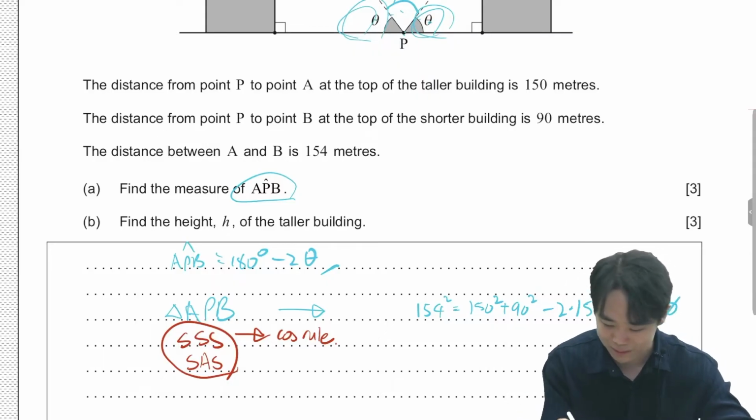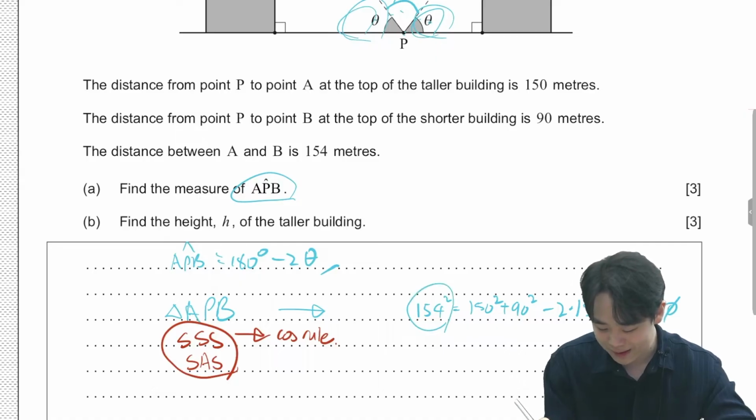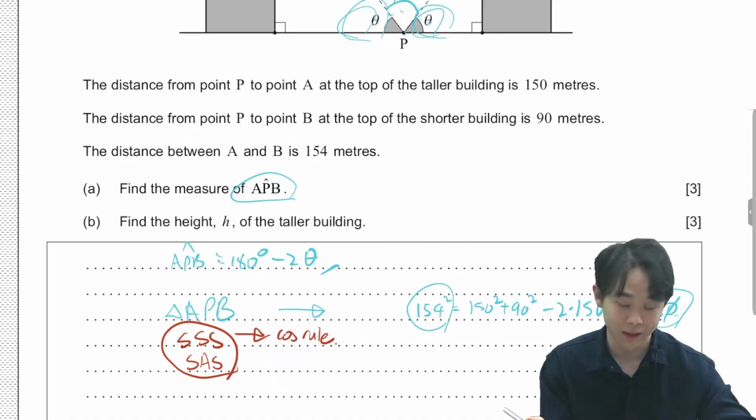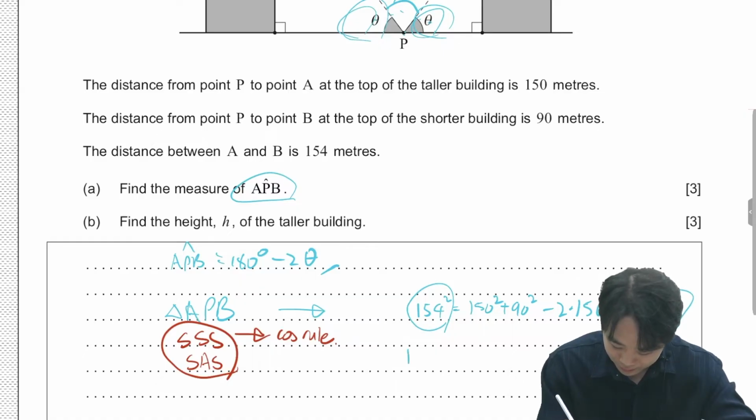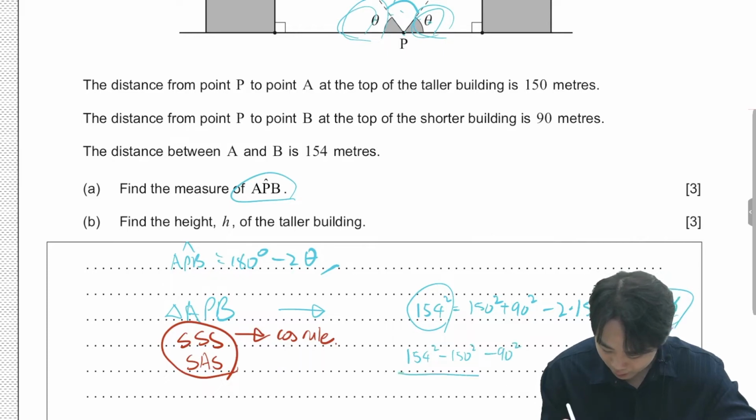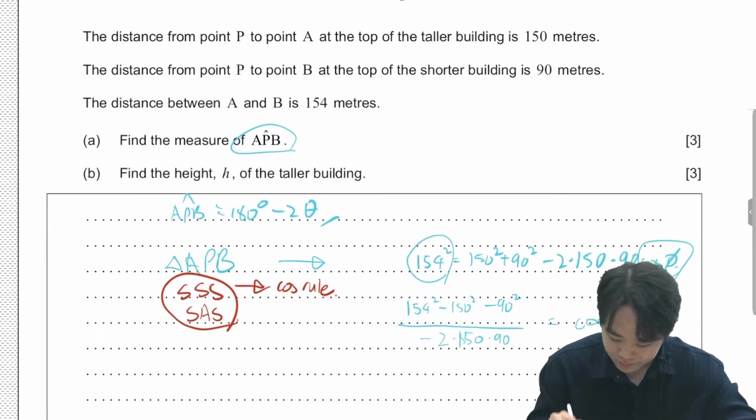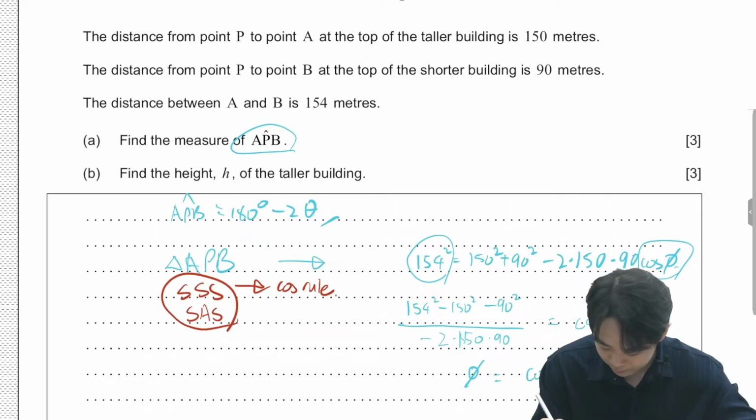So you can check back at your formula booklets. This is the isolated side that's opposite to the wanted angle here, right? If you put this in your calculator, you get 154 squared minus 150 squared minus 90 squared all over negative 2 times 150 times 90. That's going to be cosine phi. So phi equals cosine inverse of 154 squared minus 150 squared minus 90 squared all over negative 300 times 90. I just did 2 times 150 here.